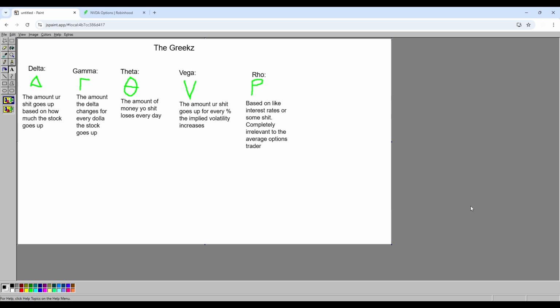And finally we got Rho. This is completely useless to the average retail trader. It has to do with interest rates, and it's pretty much irrelevant. You don't need to know about this.